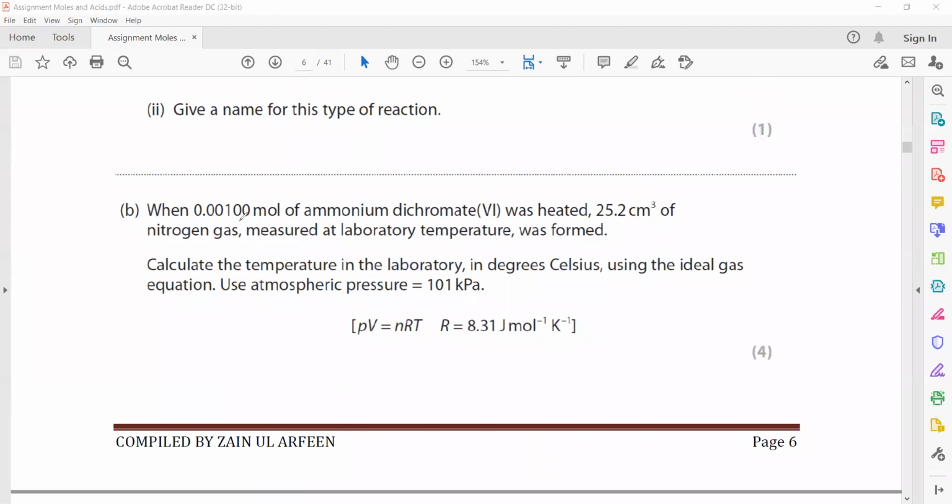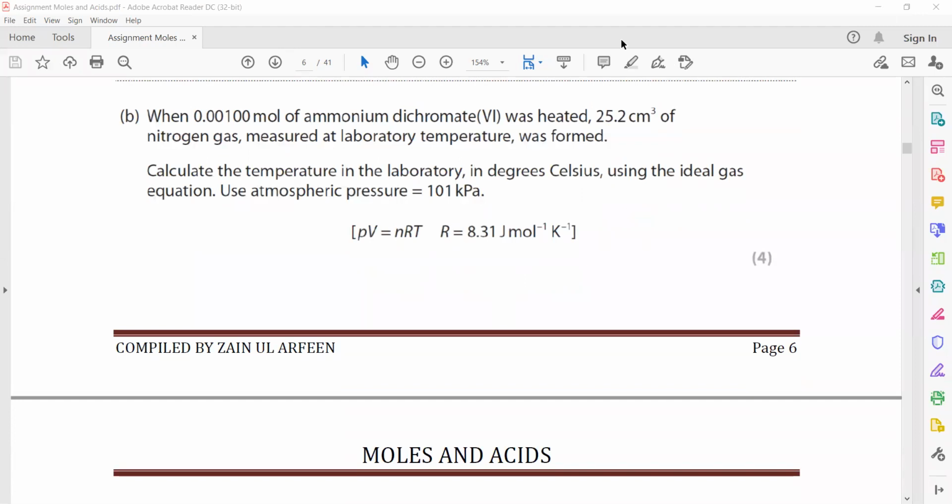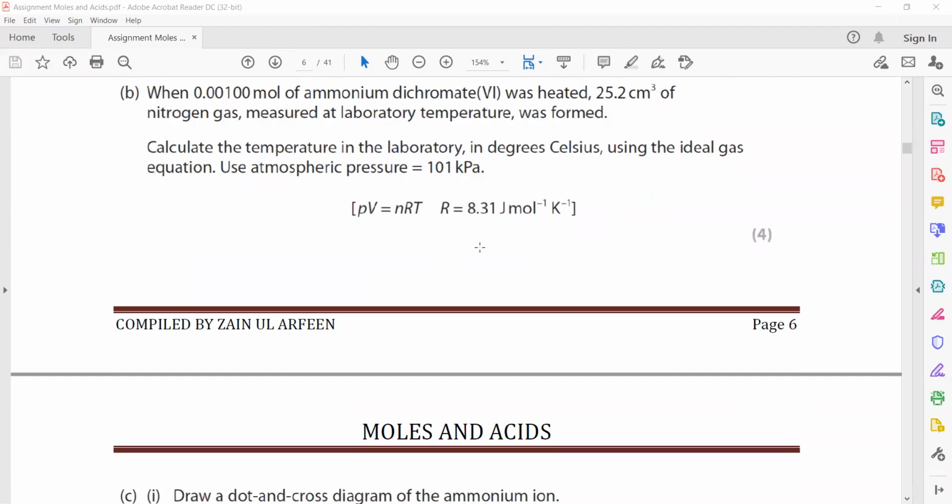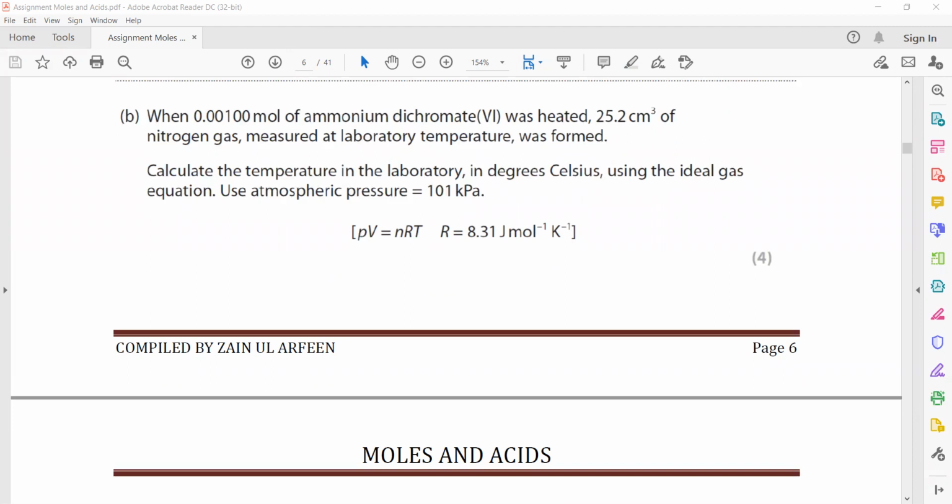In part B, when 0.001 moles of ammonium dichromate was heated, 25.2 cm cube of nitrogen gas measured at lab was formed. Calculate the temperature in the lab in degrees Celsius using the ideal gas equation. Use atmospheric pressure as 101 kilopascal or 101 into 10 power 3 Pascal. PV is equal to nRT. So using PV equals nRT, first we'll get the moles of nitrogen, and from moles of the nitrogen we can work out the temperature of the gas, and the temperature of the gas will be same as the temperature of the surrounding.